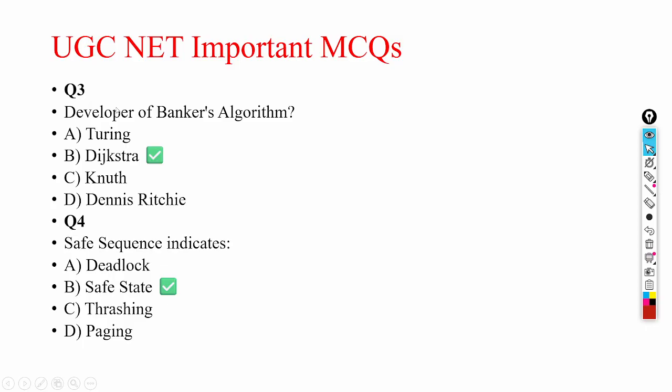Question number 3: Who developed the Banker's algorithm? Turing, Dijkstra, Knuth, or Dennis Ritchie? Dijkstra is the correct answer. So what does the safe sequence indicate? The safe sequence indicates a safe state. Students should practice such questions regularly because they are frequently asked in UGC NET and TG SET examinations.